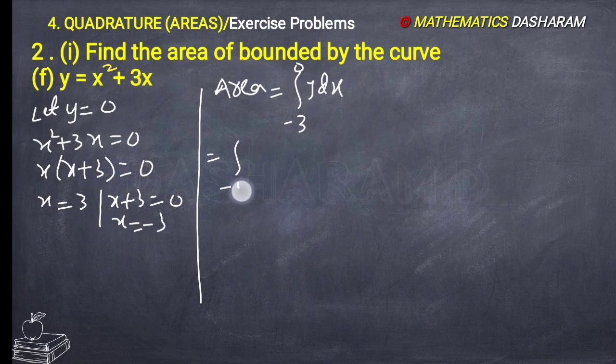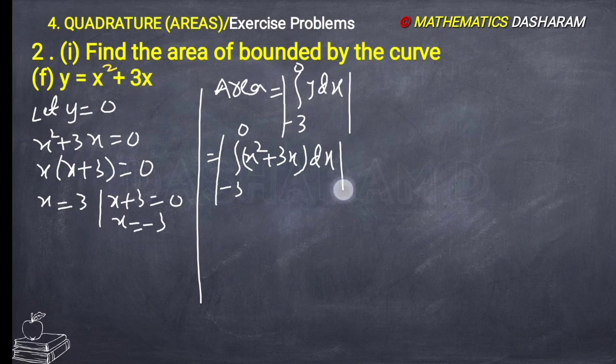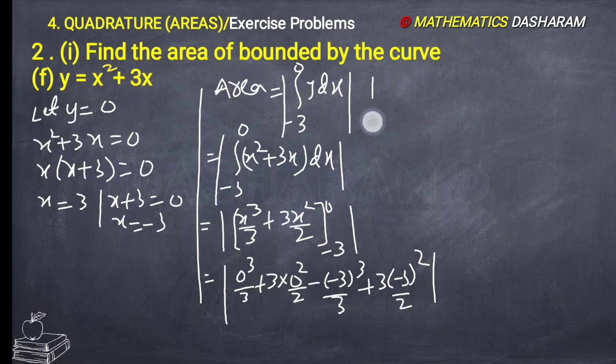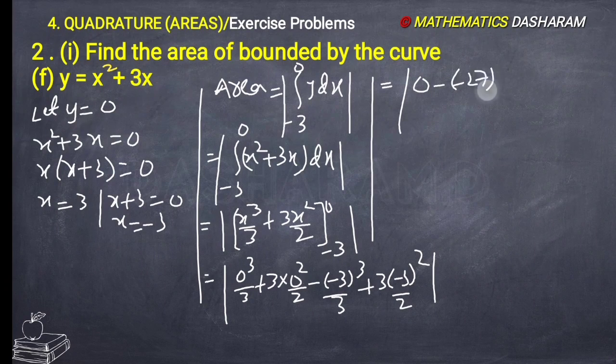So integration from minus 3 to 0, here apply the mod symbol, of the y value, which is x square plus 3x, whole dx. So mod of the integration: the integral of x square is x cube by 3 and of 3x is 3x square by 2, from minus 3 to 0. So first the upper limit, next the lower limit.